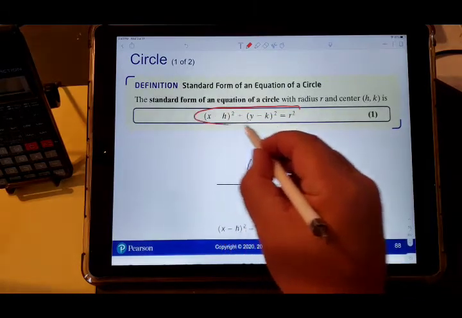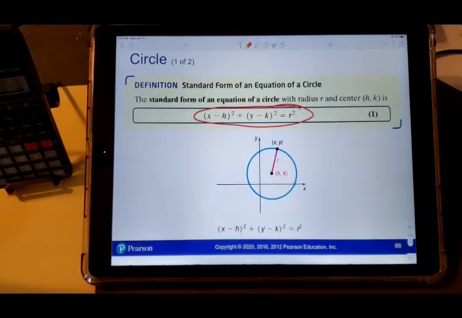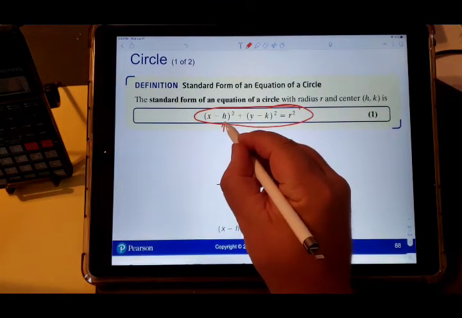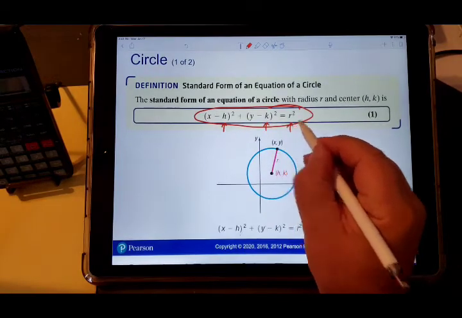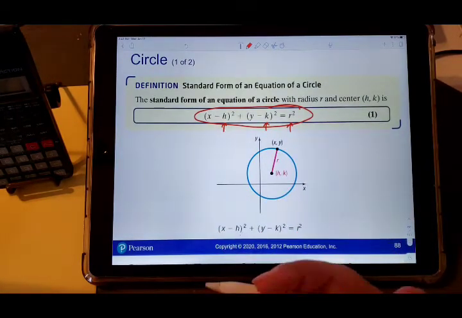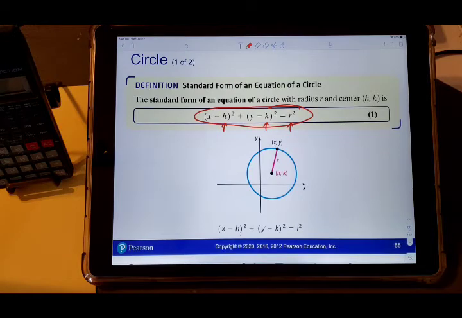And this is worth memorizing. This is the formula for a circle. Now keep in mind, H, K, and R are going to be numbers that are going to be revealed at some point in the problem, usually at the very beginning of the problem. But once you have those numbers, you should know exactly what graph you're talking about.